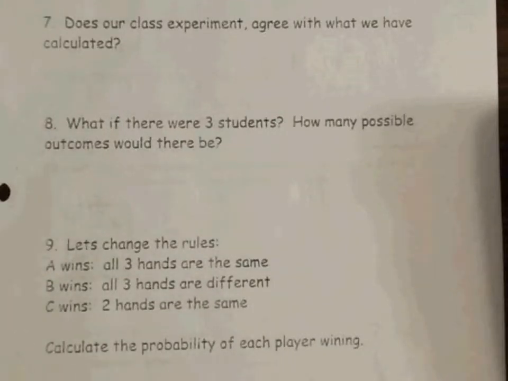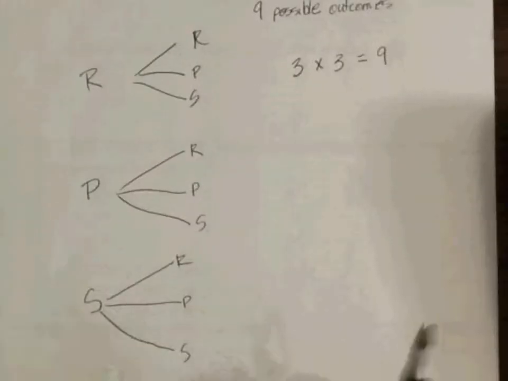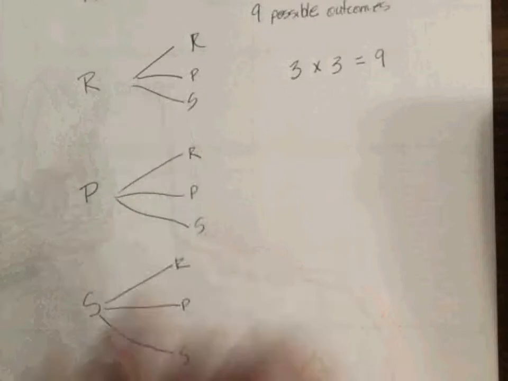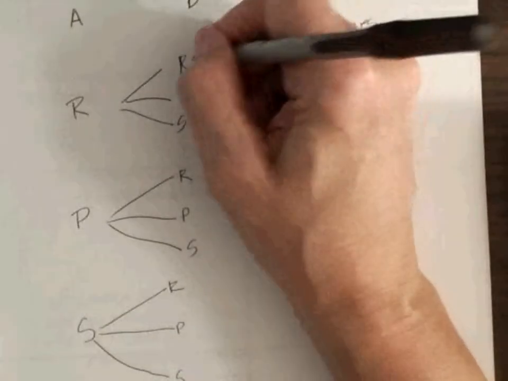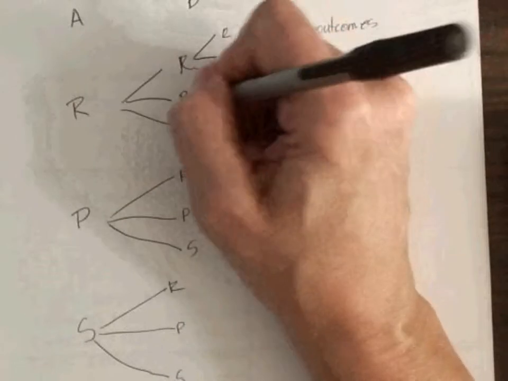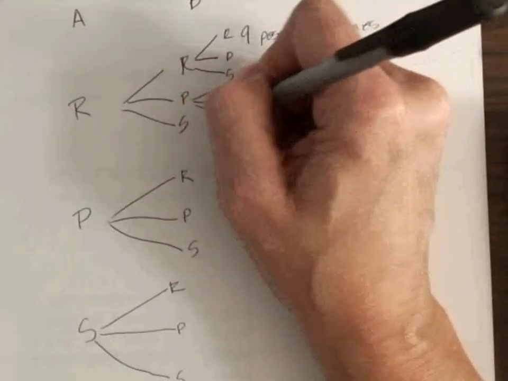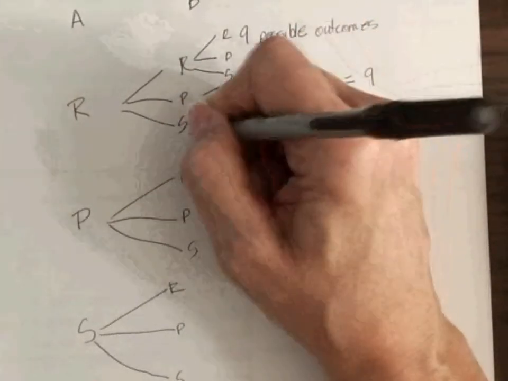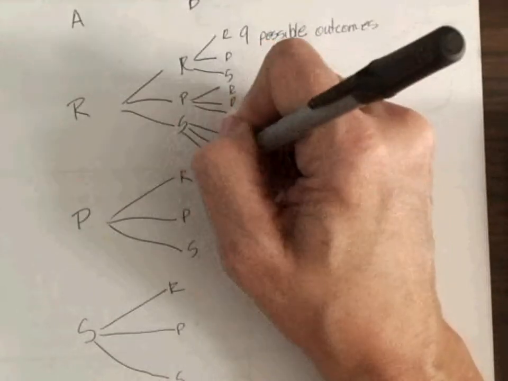Remember, let's go back to our tree. This is player A, this is player B, and now we can go to player C. Sorry, it's getting a little crowded.